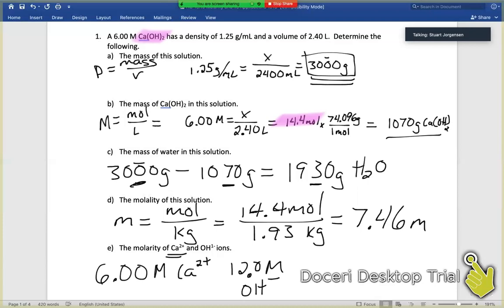Cool. Good example of all these calculations as we start to run them all together. A couple more for you to practice. If you've got questions, come on back and we'll get them all answered.